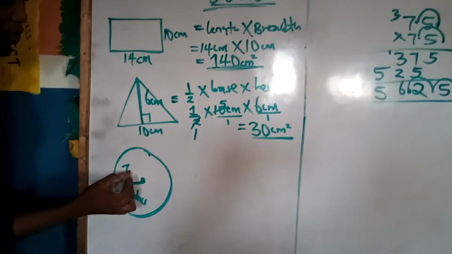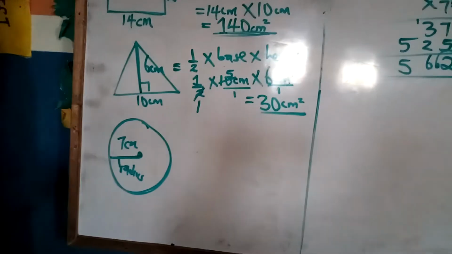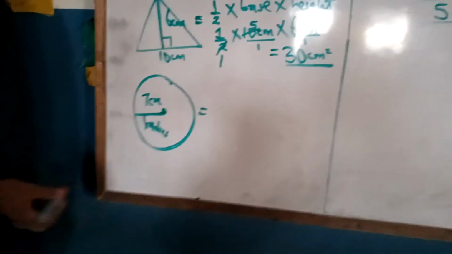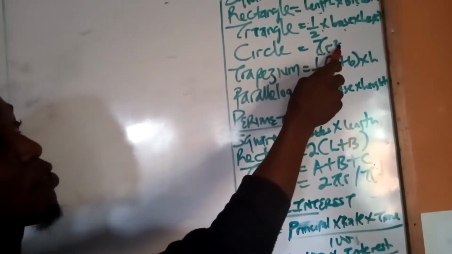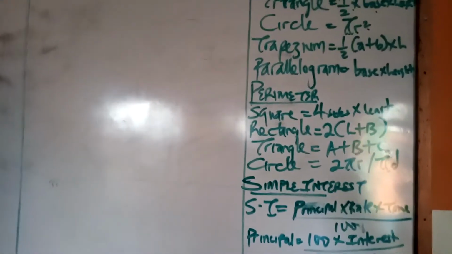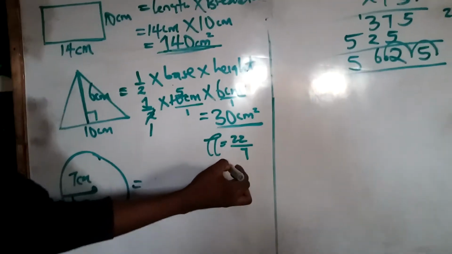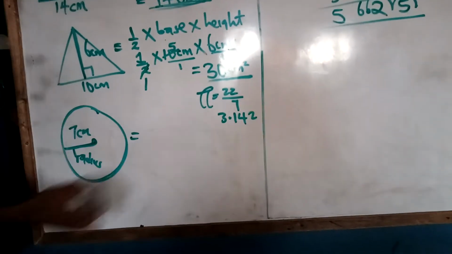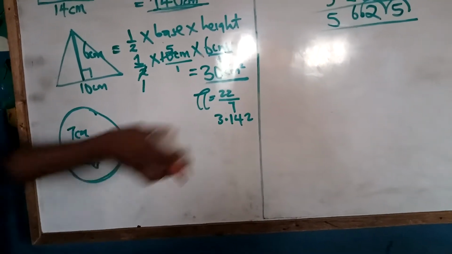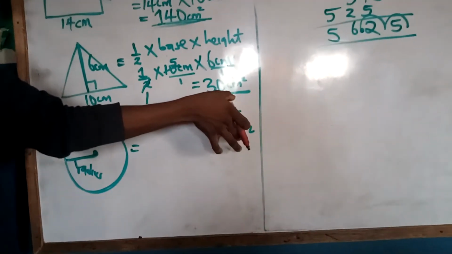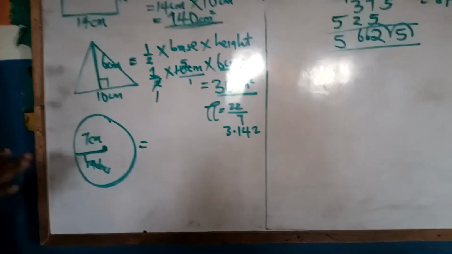Now, if the radius is measured 7 centimeters, and you have to calculate the area of this circle, then we apply its formula. The formula for area of a circle is pi r squared. When we see pi in any calculation, our pi represents 22 over 7 in fraction, or it represents 3.142 in decimal. So whichever way you want to use any of these numbers, you'll still get the same answer.